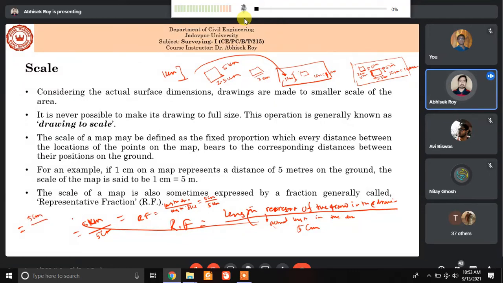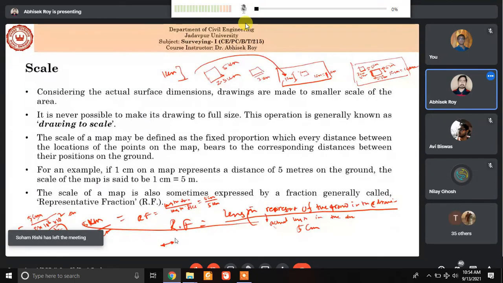If you have to convert that to centimeter, what will you do? Multiply by 10 to the power 3, then it will be meter, then 10 to the power 2, it will be centimeter. So 5 into 10 to the power 3 into 10 to the power 2, that much centimeter. Ultimately it will be 1 by 10 to the power 5. So this is your RF, or representative fraction. That means 10 to the power 5 units in your field will be represented by 1 unit in your drawing. Is that clear?